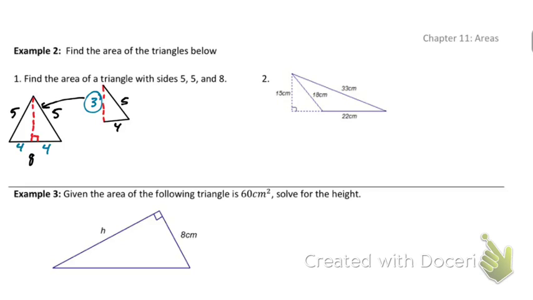That means the area of this triangle is going to equal 1/2 the base, which is 8, times the height, which is 3. Half of 8 is 4. 4 times 3 is going to be 12. They didn't really give me units, so let's just put units squared.